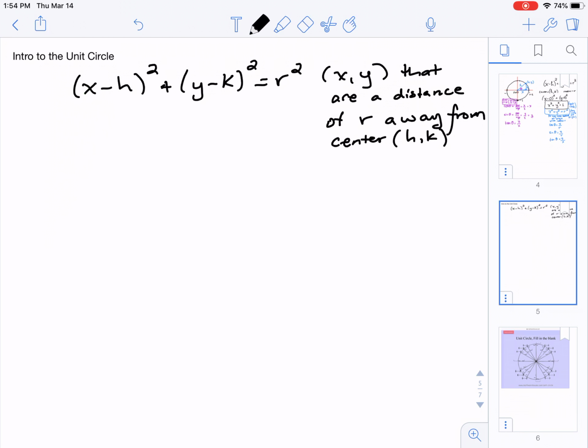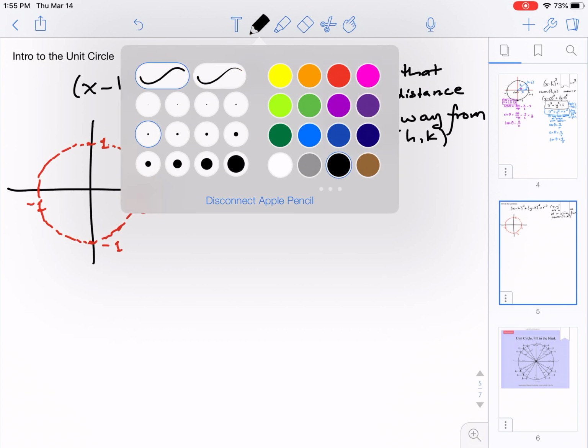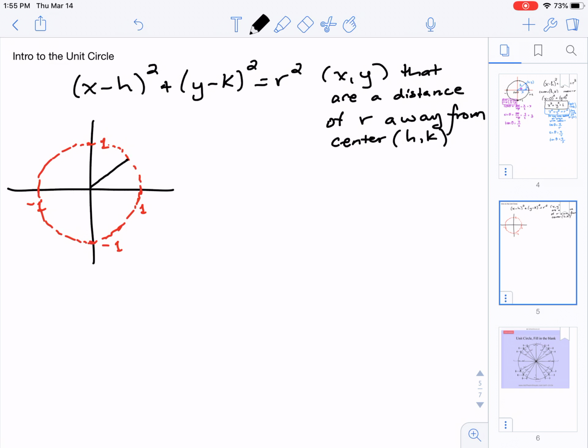So let's draw our unit circle. We call it unit circle because the radius is 1. So we'll mark 1 from the origin on the x and y axes. And then we'll create this decent looking circle. Now the radius is 1, which means I can also go this distance from the origin, and that line segment will also be equal to 1.